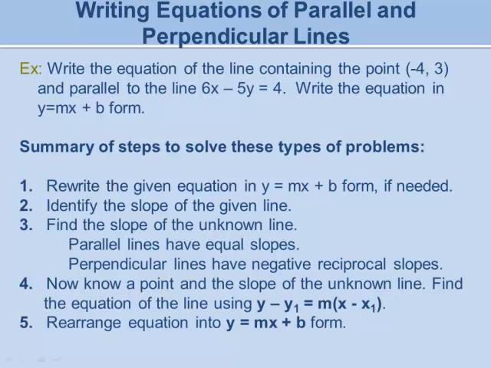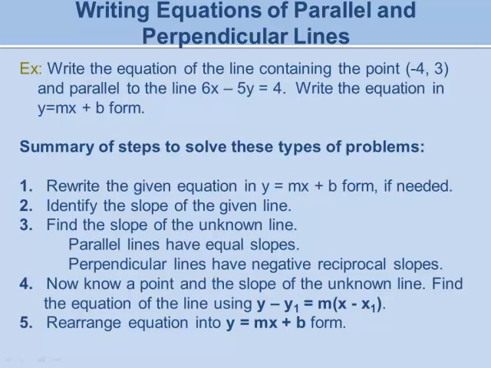Your first step is to always take the line that you're given and rewrite the equation in slope-intercept form if needed. And in this example that we're going to do first, notice that the line 6x minus 5y equals 4 is given to you in standard form. So we will have to rewrite the equation in y equals mx plus b form. After you do that, we're going to identify the slope of that line. Then our next step is to find the slope of the unknown line, knowing that parallel lines have equal slopes and perpendicular lines have negative reciprocal slopes.